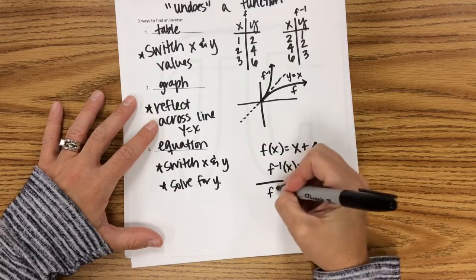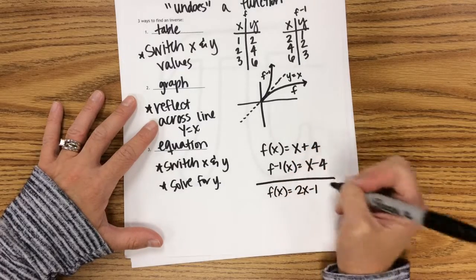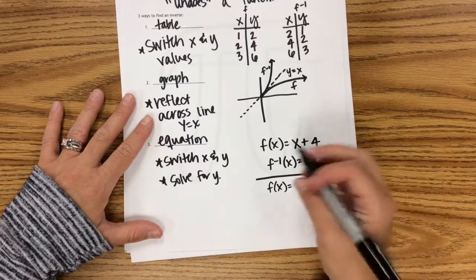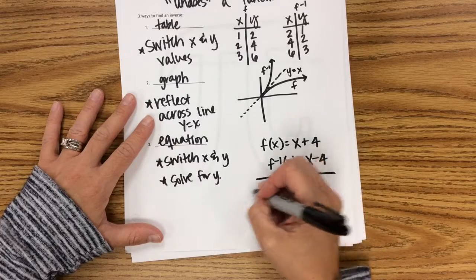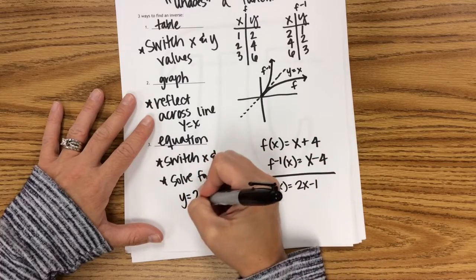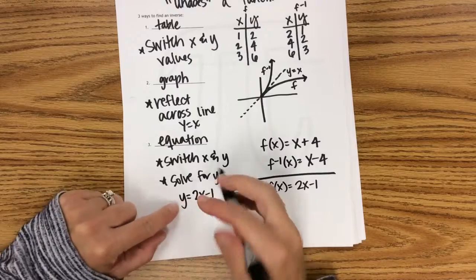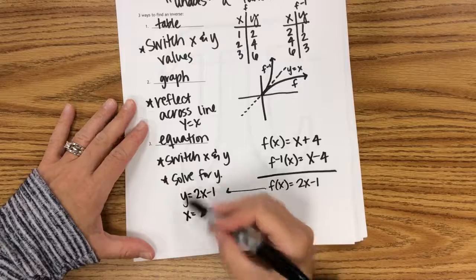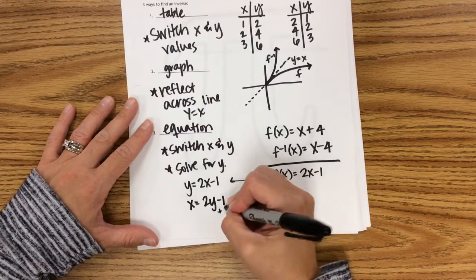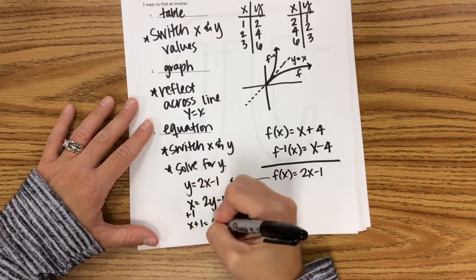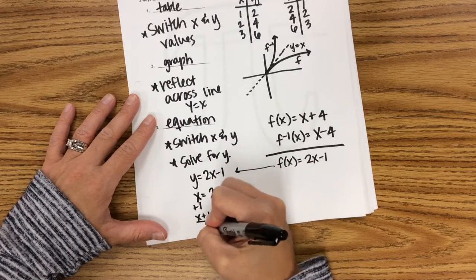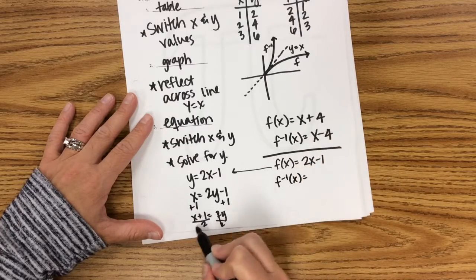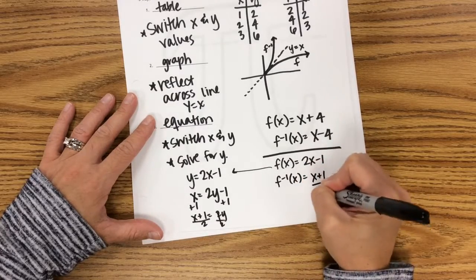Sometimes they're harder. Like if you had 2x minus 1, if there's two things going on, the 2x and then the minus 1, sometimes it does work nicer to do the steps. So the steps would be switch the x and y, so now this is an x, and this is a y, and then you're going to solve for y. So add 1, divide by 2, so the inverse would be this, x plus 1 all over 2.